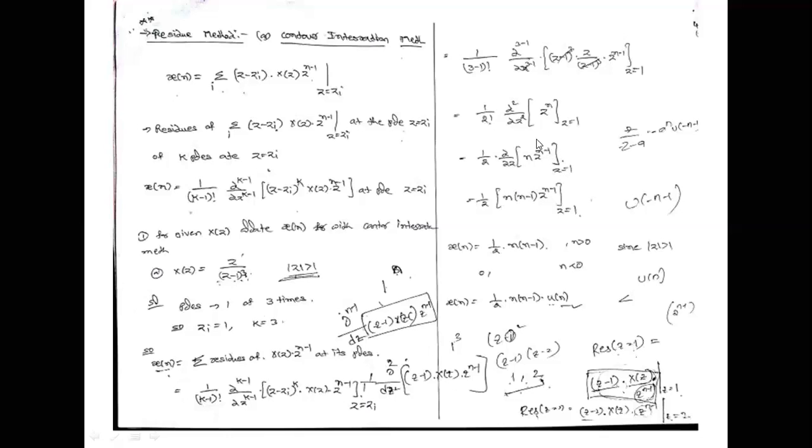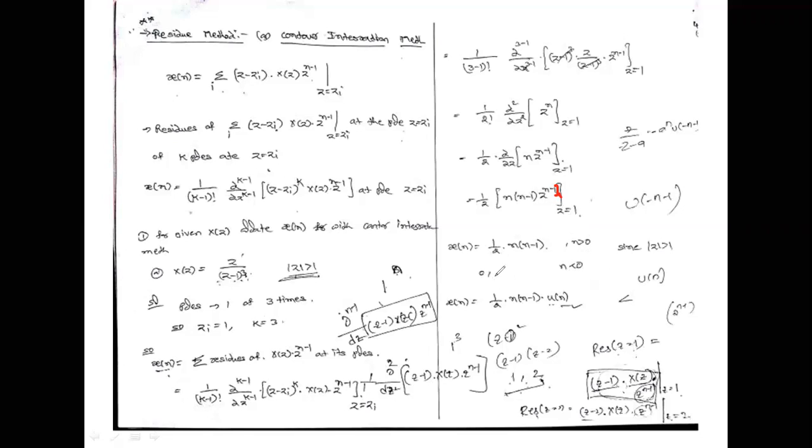N is a common term here: n into (n minus 1) into z power n minus 1 minus 1, that is, z power n minus 2. Now we can substitute z is equal to 1. After substituting z is equal to 1, 1 power anything is 1 only. Therefore, x of n is equal to 1 by 2 n into (n minus 1), times 1 power n minus 2, and the value is 1 only, for n greater than 0.